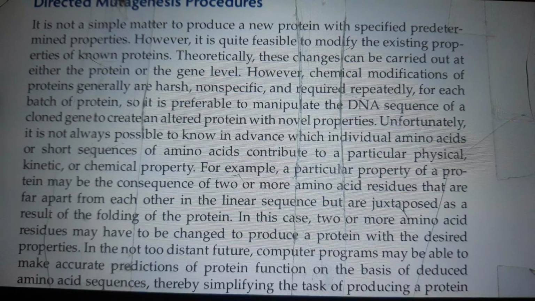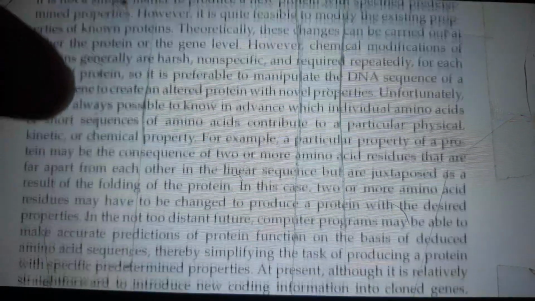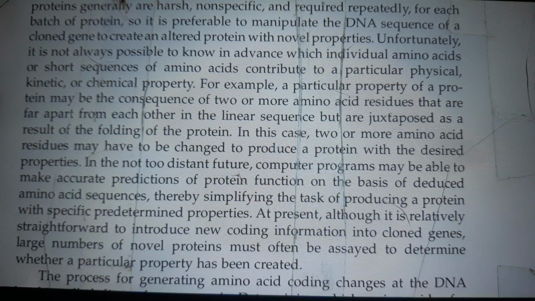Okay, we are on directed mutagenesis procedures. Theoretically, these changes can be carried out at either the protein or the gene level. However, chemical modifications of proteins generally are harsh, non-specific, and required repeatedly for each batch of proteins, so it is preferable to manipulate the DNA sequence of a cloned gene to create an altered protein with novel properties. Unfortunately, it is not always possible to know in advance which individual amino acids or short sequences of amino acids contribute to a particular physical, kinetic, or chemical property.